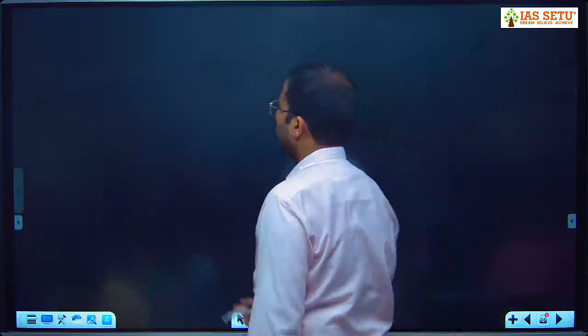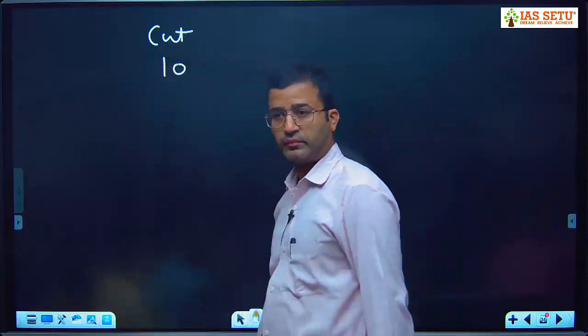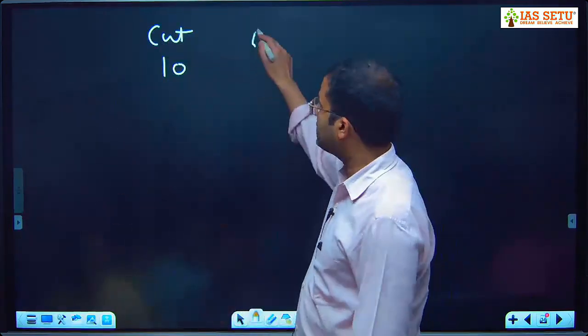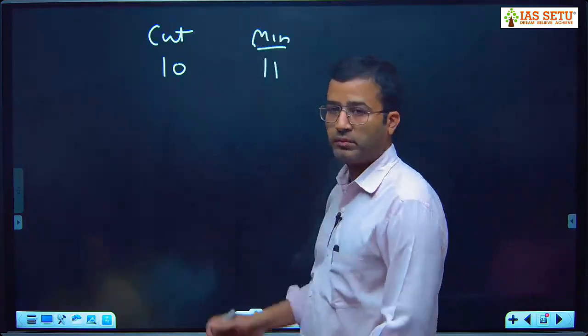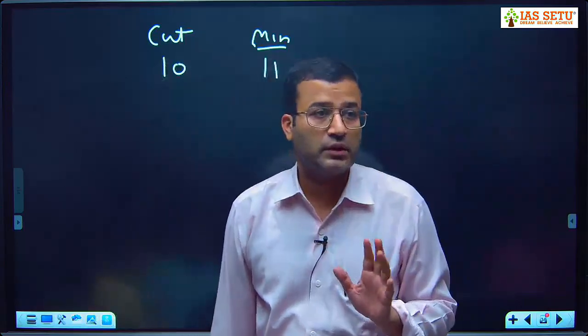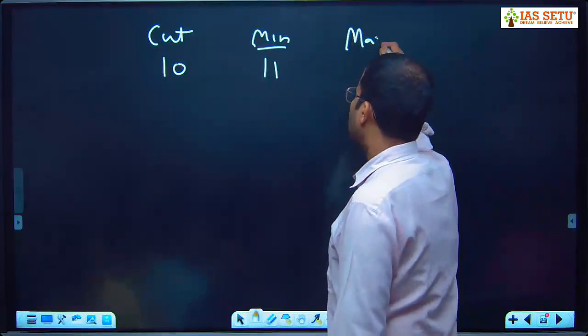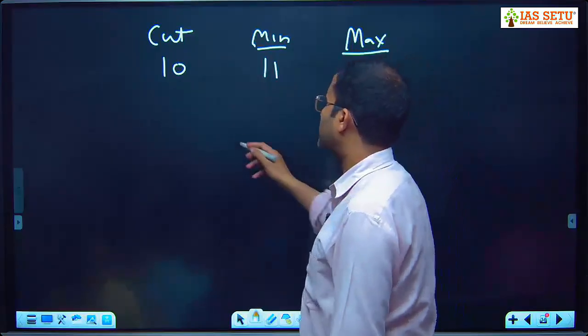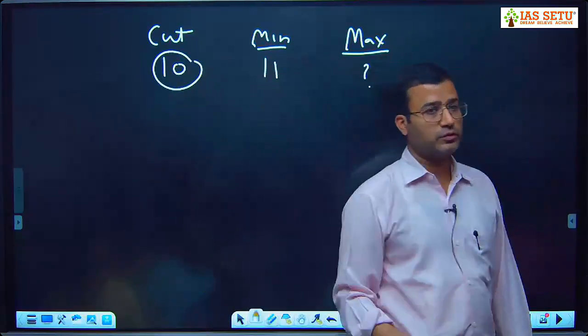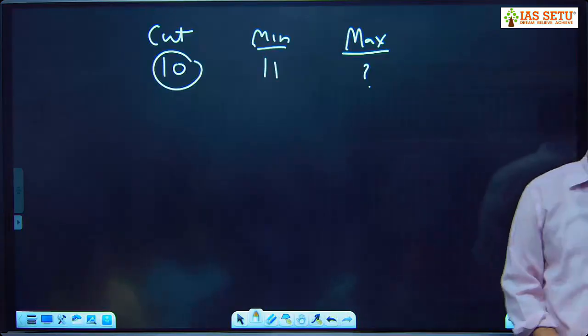Now my question to you: if the number of cuts is 10, the minimum pieces is 11, there is no problem. You make 10 cuts on one axis, you get 11 pieces. Try maximum. Do hit and trial, all of you. Try the maximum number of pieces with 10 cuts. All answers are welcome.